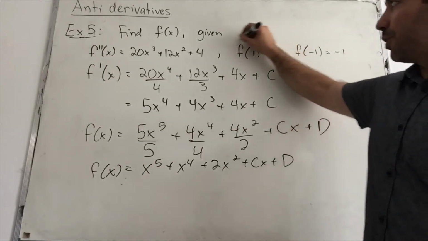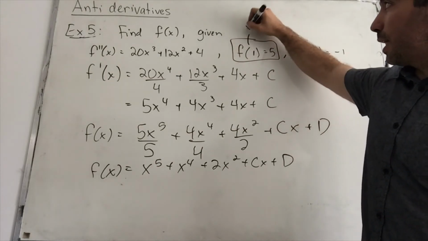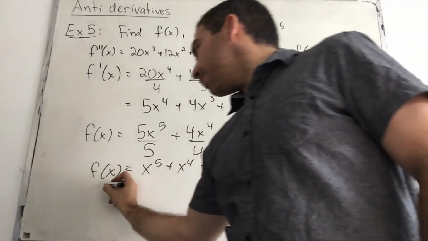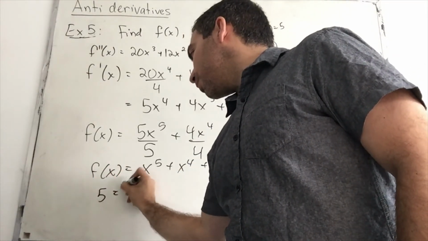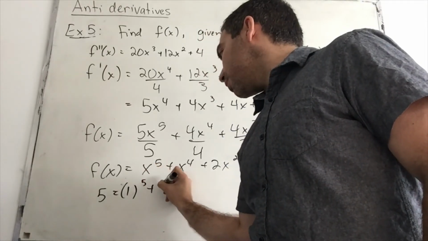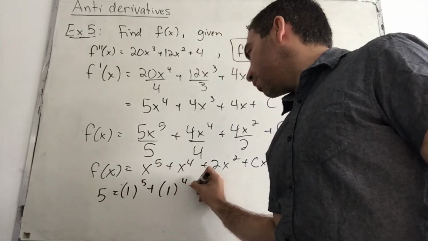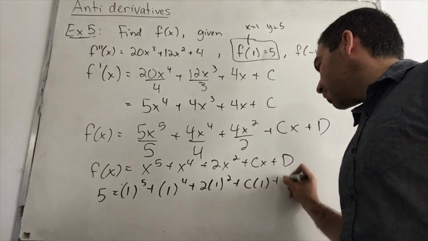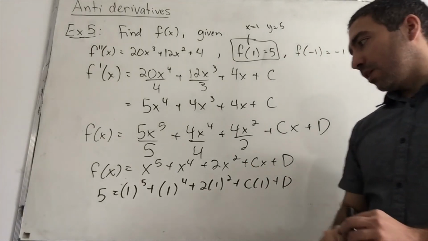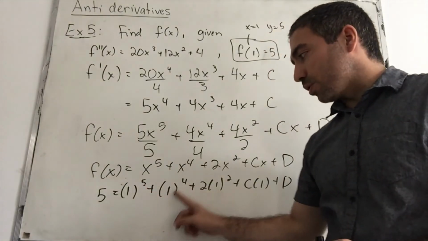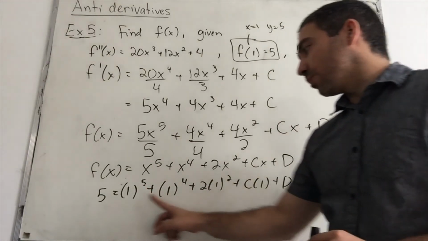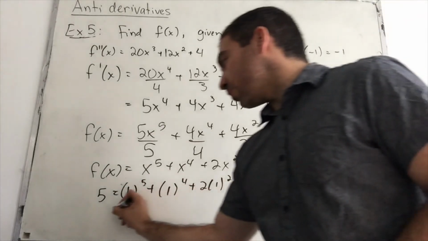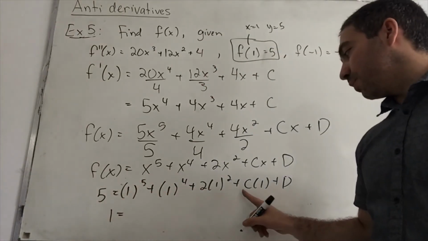Using the first initial condition, this is saying that x is 1, y is 5. So replacing this with 5, we get 5 equals 1 to the 5 plus 1 to the 4 plus 2 times 1 squared plus c times 1 plus d. Okay. So here 1 to the 5 is 1, 1 to the 4 is 1, 2 times 1 squared is 2, so 1 plus 1 plus 2 is 4, and we can bring that over. 5 minus 4 is 1. So we get the equation 1 equals c plus d.